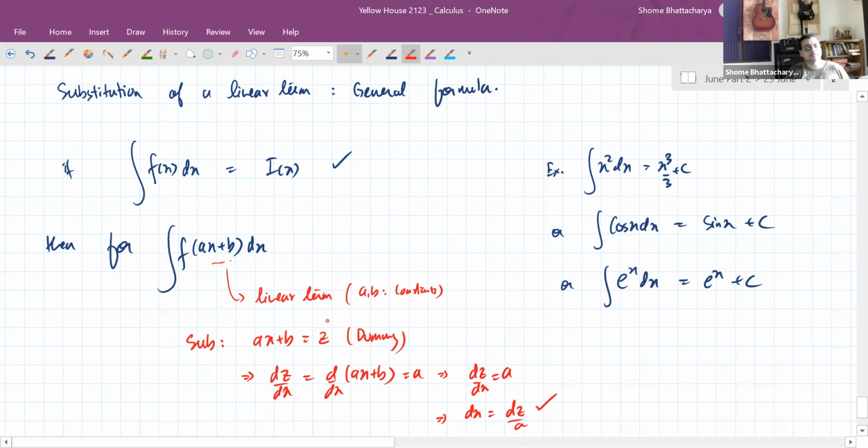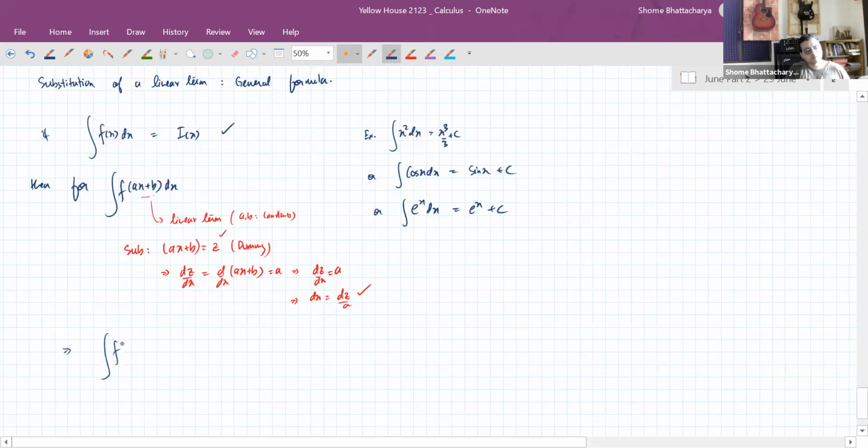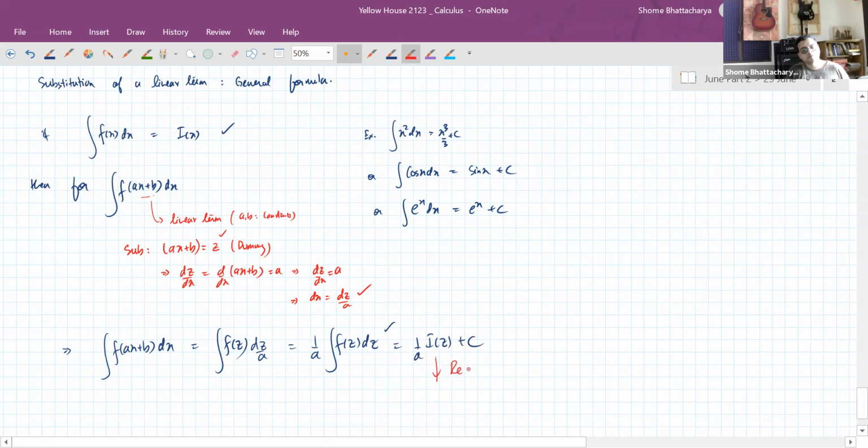So this thing and this thing can both be substituted in the original integration. So in the integration, ax plus b is replaced with z and dx is replaced with dz by a, and a being a constant, 1 by a just comes out. So now we are back to this. From this we know that this should be equal to I(z) plus c, and then finally we resubstitute z as ax plus b. So we get 1 upon a times I of ax plus b, plus c.